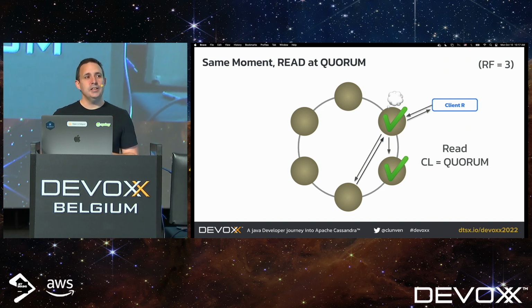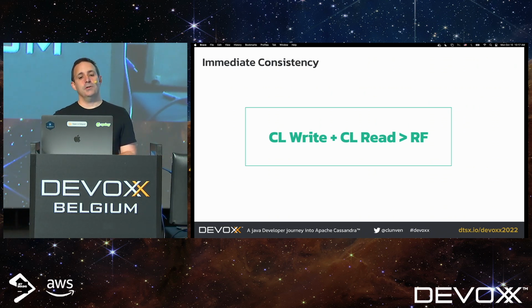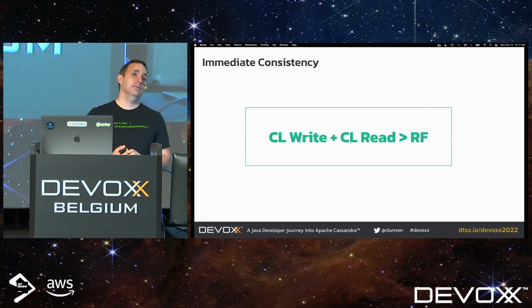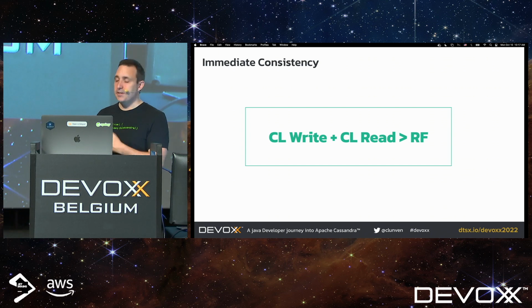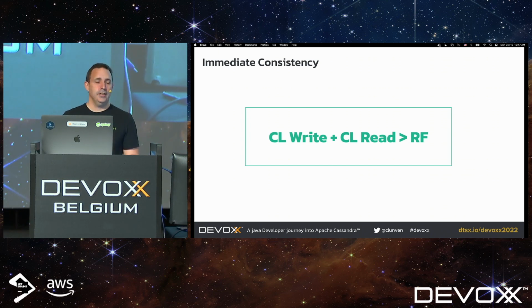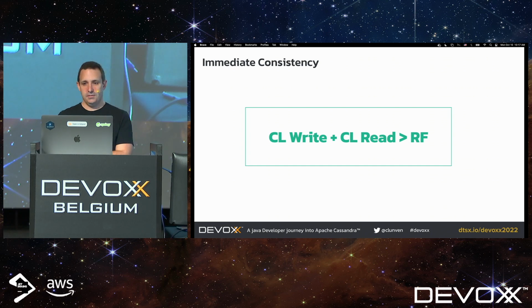This is what we call immediate consistency. That's the rule: the consistency level when you write plus the consistency level when you read must be strictly bigger than the replication factor. Here it was a quorum, so the majority was 2, and when we read, same, it was 2, and 2 plus 2 is strictly bigger than the replication factor 3. When you apply that rule, you are sure that you get immediate consistency.